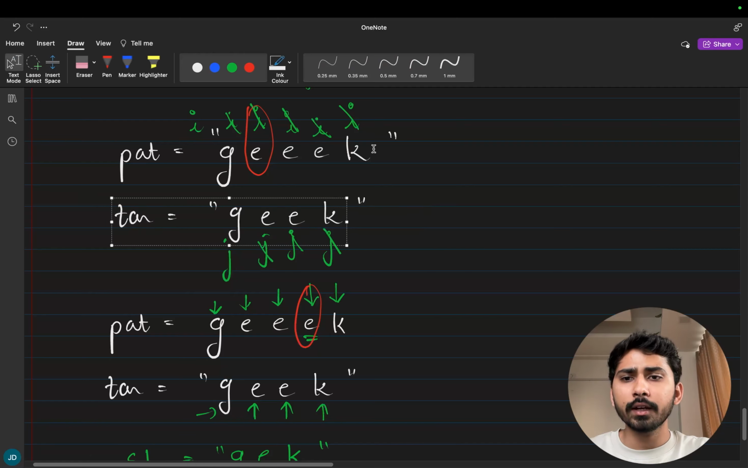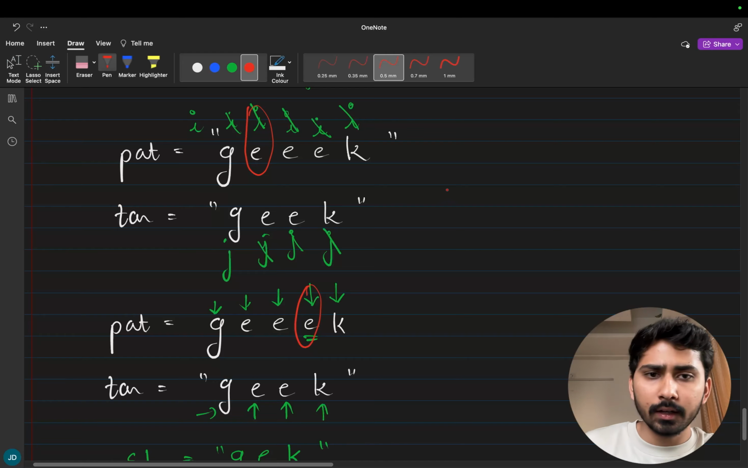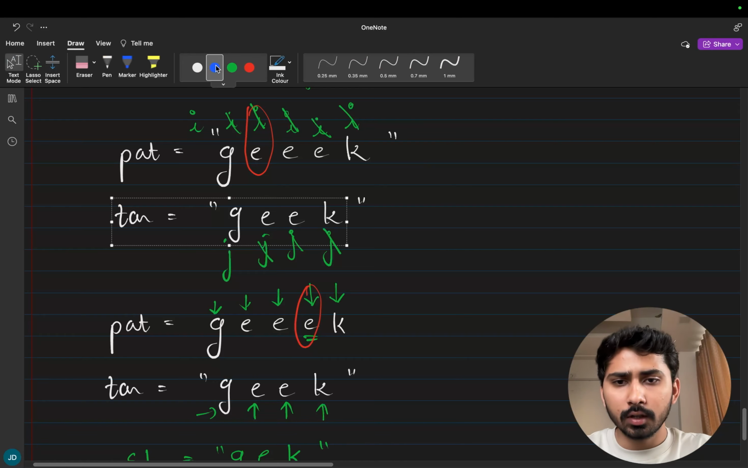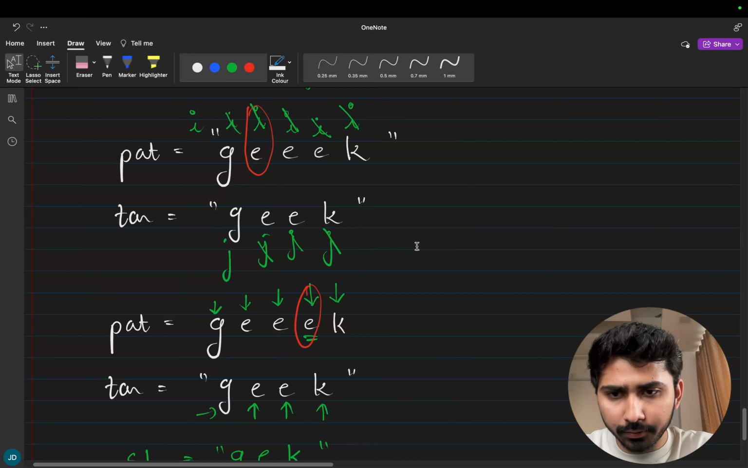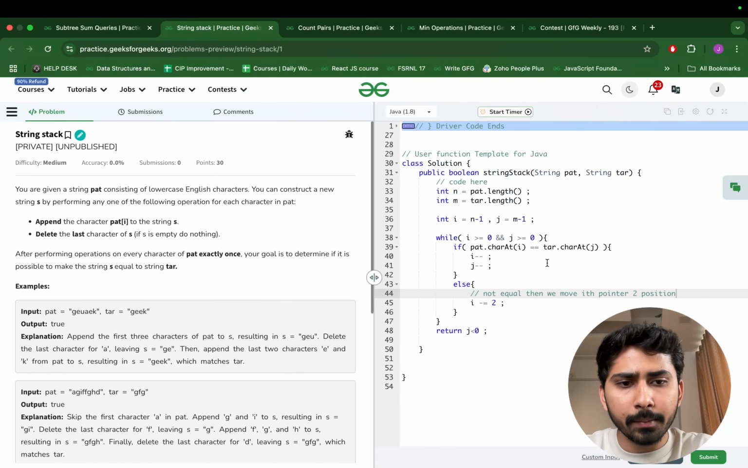Try it with a few more examples. Try it with triple E and double E as your tar and pet. Then you will get to know why it works from left to right and how it works from right to left. Now let's see the implementation.